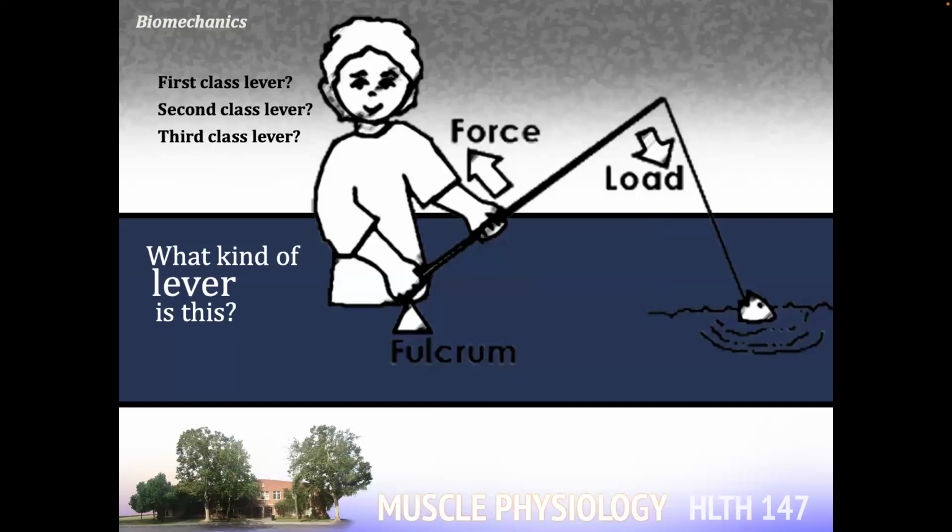The next thing to consider is, is there a mechanical advantage or disadvantage? Meaning, is the moment arm of the muscle longer or is the moment arm of the load longer? If the moment arm of the muscle is longer, it's a second class lever. If the moment arm of the load is longer, it's a third class lever. In this case, it goes fulcrum, force, load. So the moment arm of the load is longer, which means this is a third class lever.